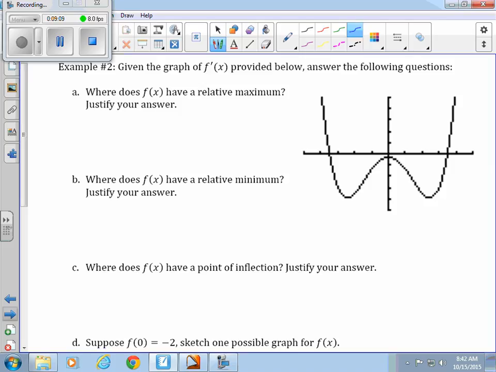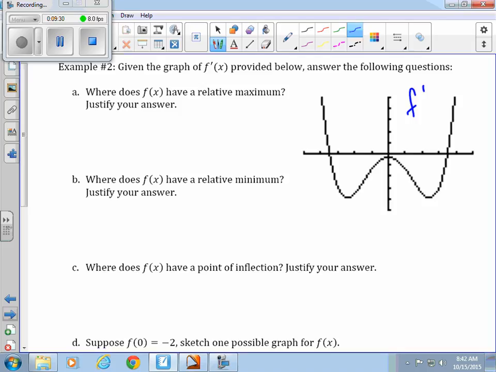Where does f of x have a relative maximum? Anytime you are given a graph on an AP problem, the first thing I'm going to ask myself is, what is this the graph of? Go read. What is this the graph of? The derivative. How do you know that? It says f prime is. So I'm going to mental note that.